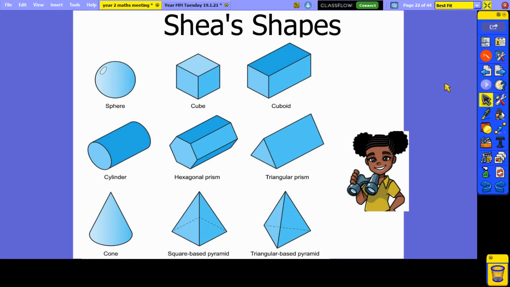Lastly, Shia and her shapes. We're looking at 3D shapes again today. Can you name them with me? Sphere, cube, cuboid, cylinder, hexagonal prism, triangular prism, cone, a square-based pyramid, and a triangular-based pyramid.